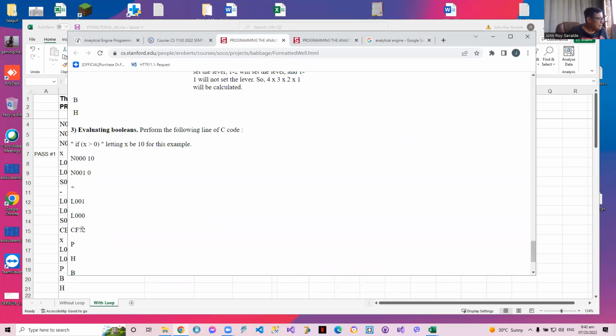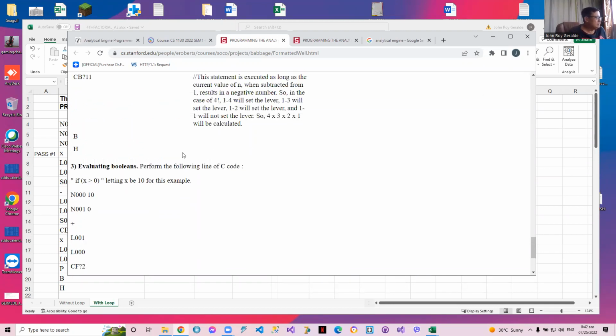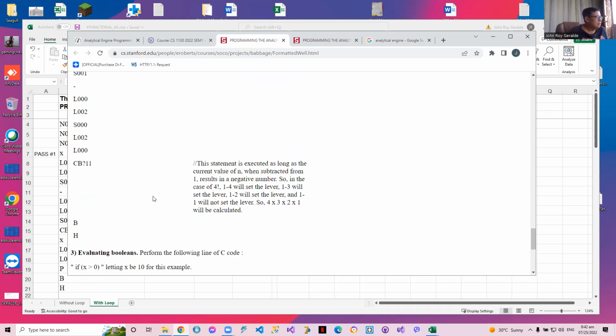Count forward, which means that if the run-up lever is set, it will move. This is an example of a loop. If it's 0 or up, it will count forward. 1, 2, it will halt. It will skip 2.